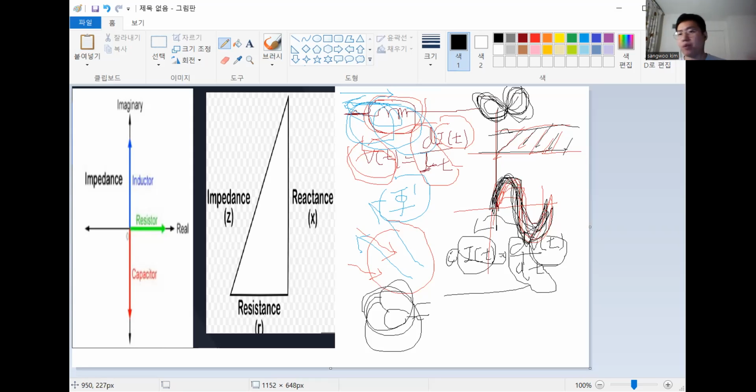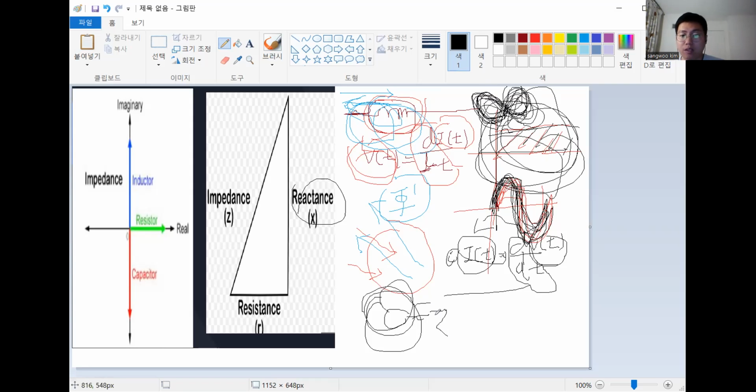But this is a different current. This is a displacement current, right? Because of the insulation, this is an open circuit. That's why it prevents the current, right? So that's why I'm saying this is a reactance.